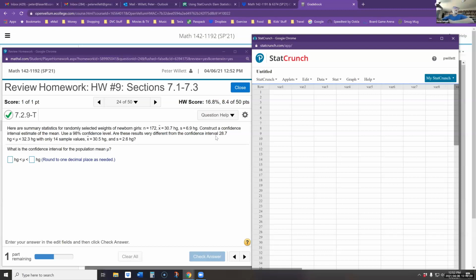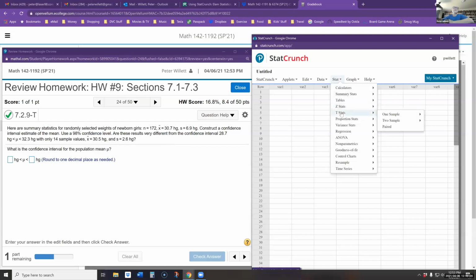So if I keep reading, construct a confidence interval estimate of the mean, use a 98% confidence level. Are these results very different from the confidence interval given here with only 14 sample values? So they never told us what sigma would be. They never told us the standard deviation of the population. And so for that reason, we would choose to do the T stats. We have one sample with a summary because they started by giving us the summary statistics.